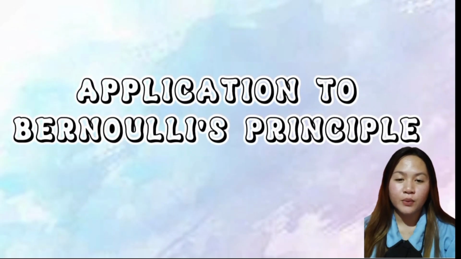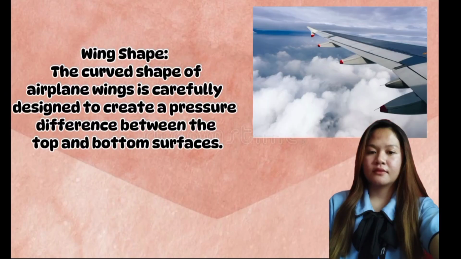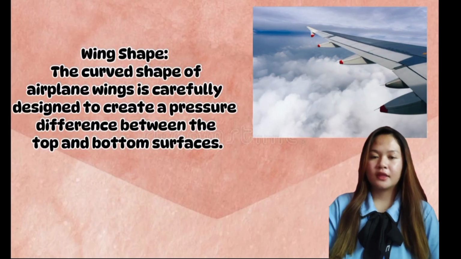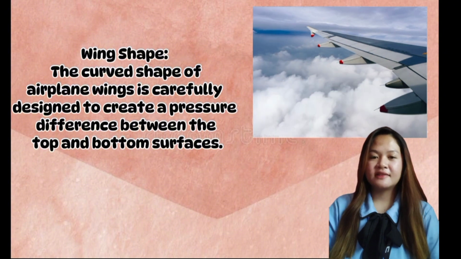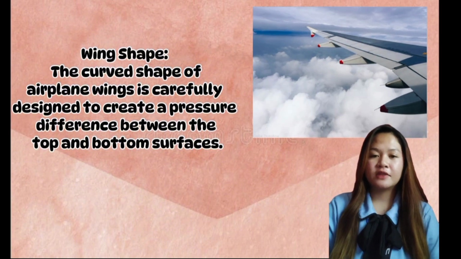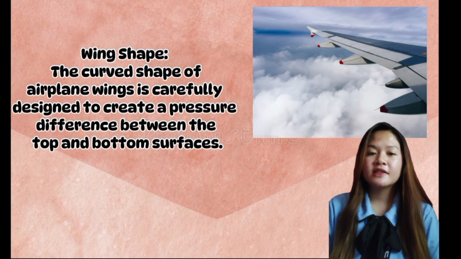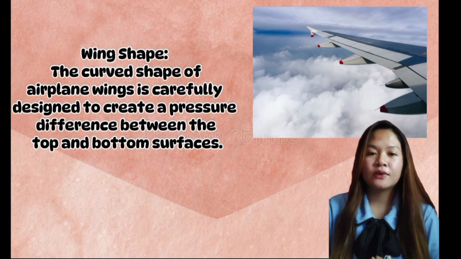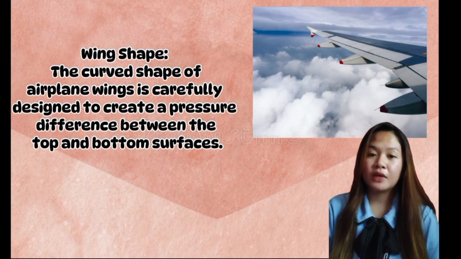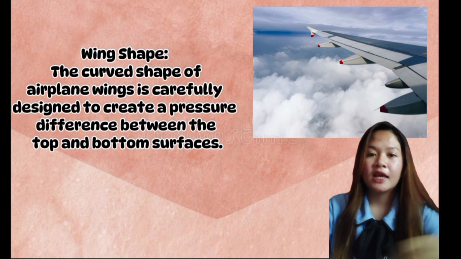Now let's move forward to the applications of Bernoulli's principle. The first example is the wing shape. The curved shape of airplane wings is carefully designed to create a pressure difference between the top and bottom surfaces. Because of this curvature, the idea goes, air traveling across the top of the wing moves faster than the air moving along the wing's bottom surface, which is flat.